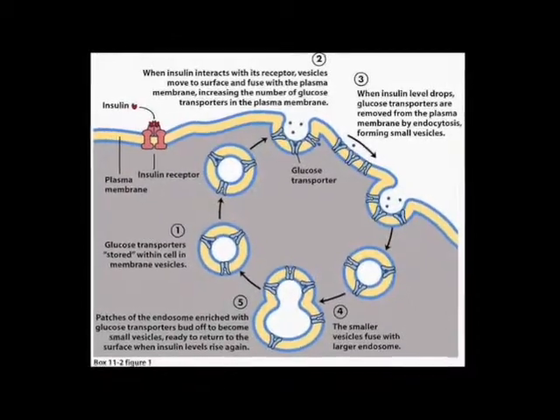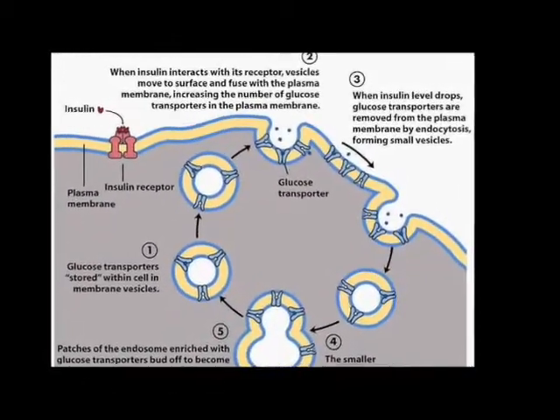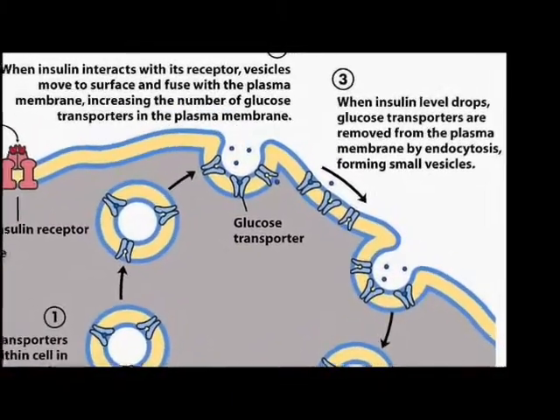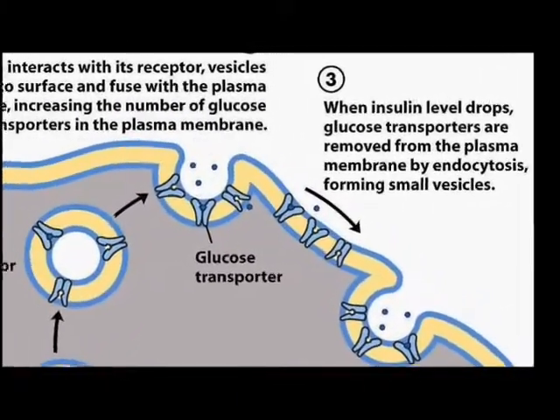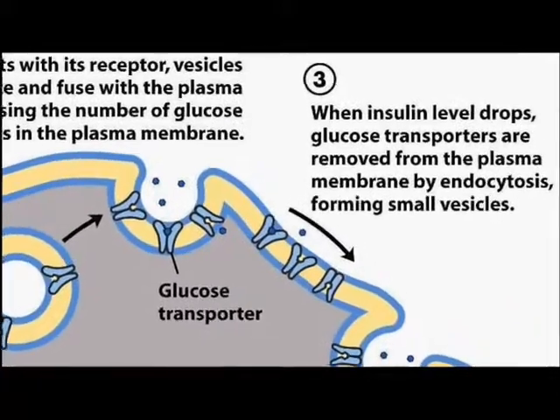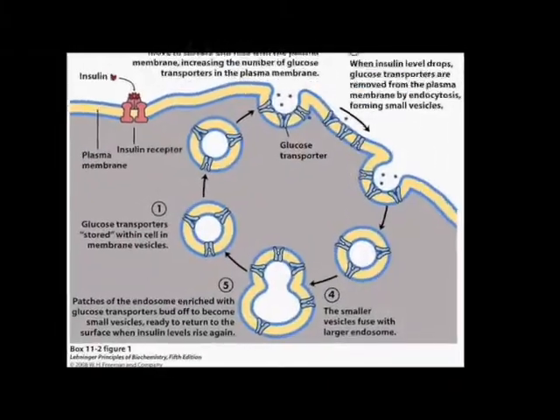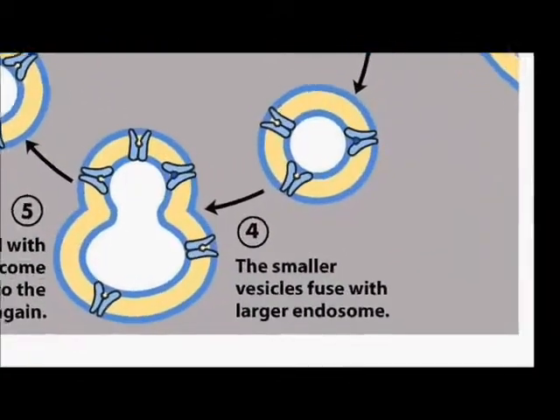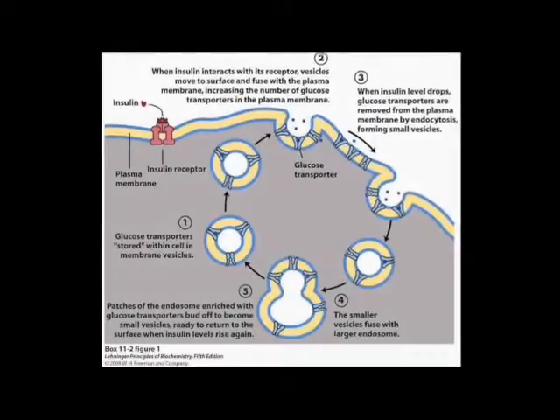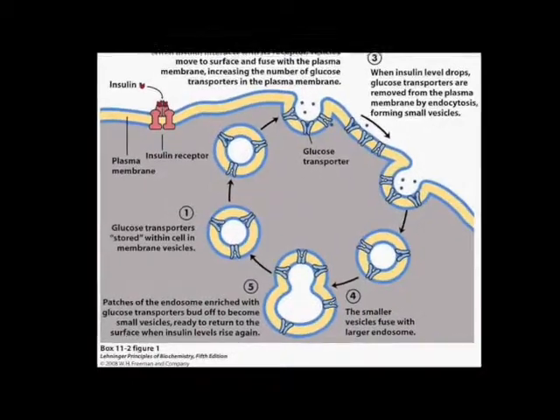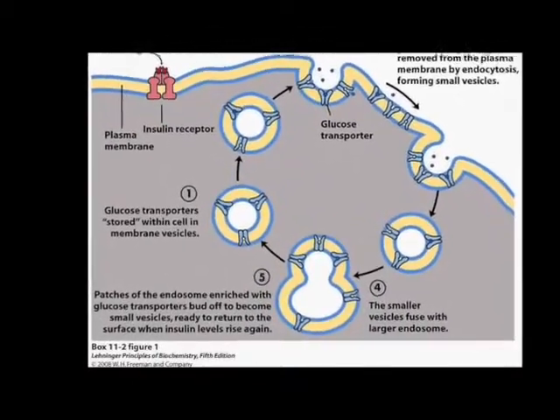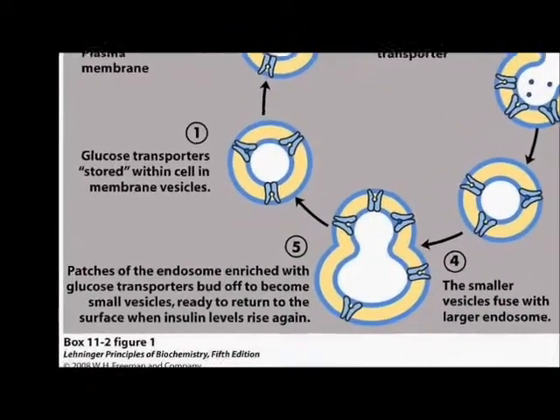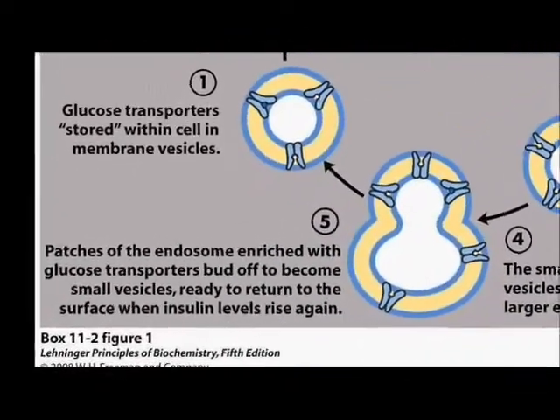Third, when insulin level drops, glucose transporters are removed from the plasma membrane by endocytosis, forming small vesicles. Fourth, the smaller vesicles fuse with a larger endosome. Fifth, patches of the endosome, enriched with glucose transporters, bud off to become small vesicles, ready to return to the surface when insulin levels rise again.